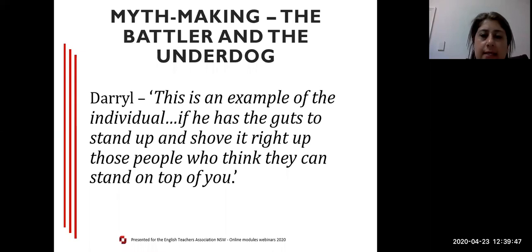The classic example that students often will use when they talk about the battler and the underdog in The Castle is this quote here, where Daryl directly says, this is an example of the individual. If he has the guts to stand up and shove it right up those people who think they can stand on top of you. And this is where we do relate to him. We relate to the idea of the individual versus authority, but right here, the idea of the underdog and the battler coming through.